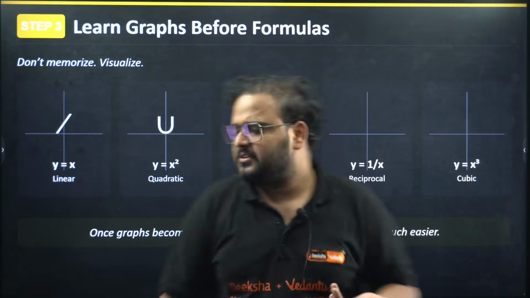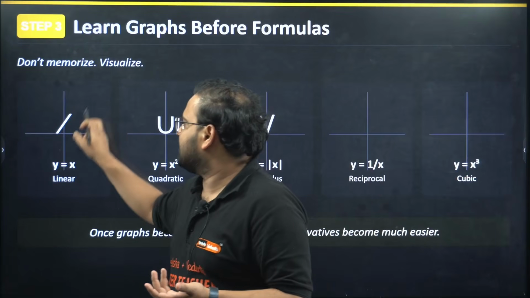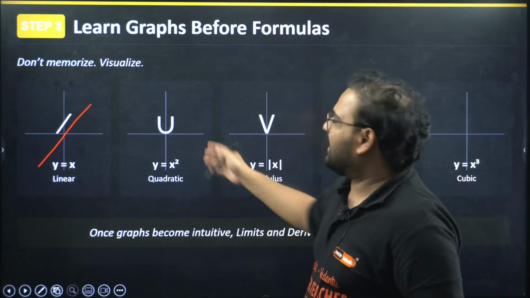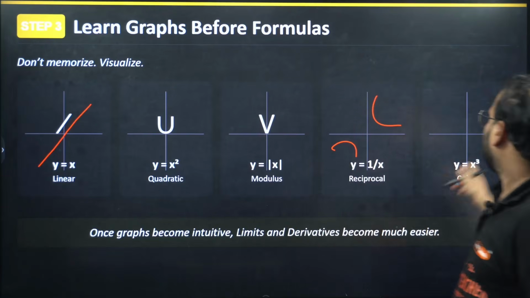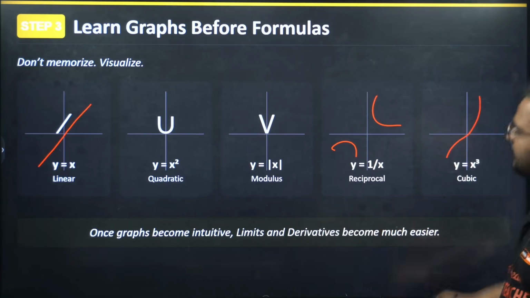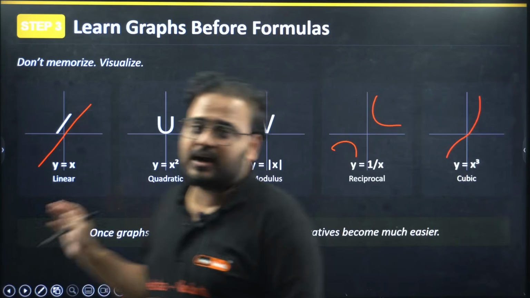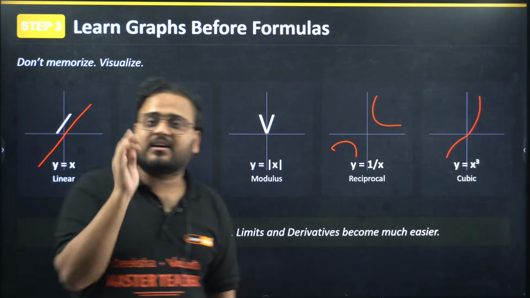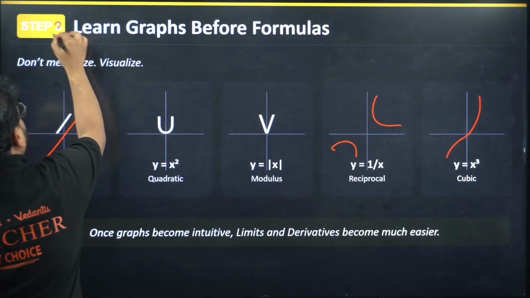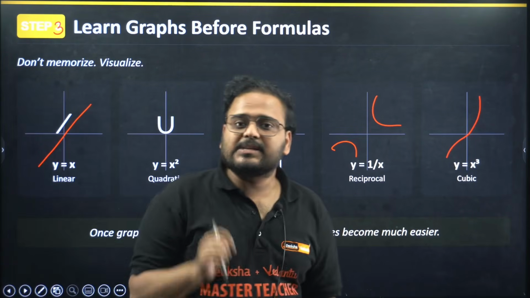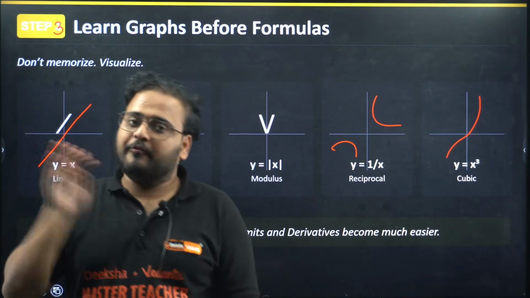Some function graphs: y equal to x line, how does it look? It is like this actually. This is the parabola, this is the modulus function, and y equal to x cube. So we have different types of graphs. Try to learn the graphs first. Prioritize graphs. This is your step number 3. Please prioritize the graphs of various functions.